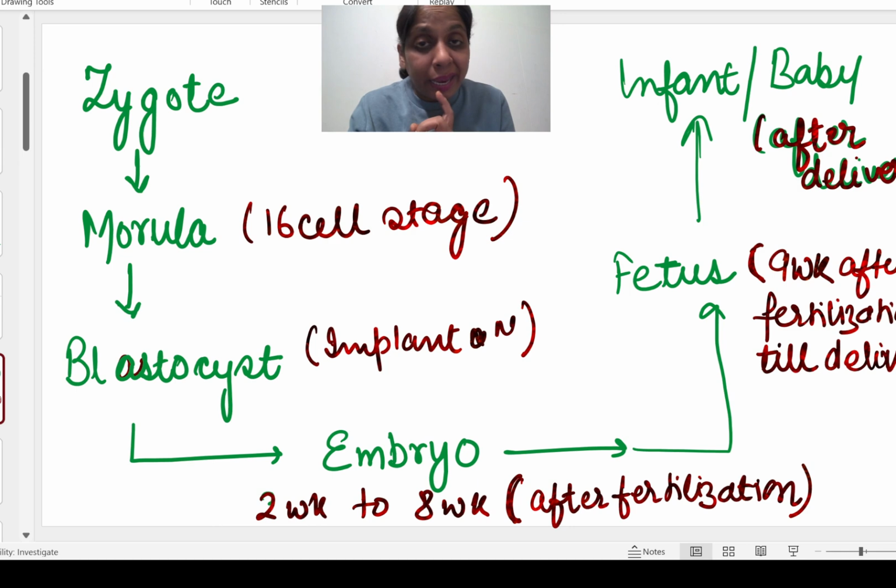Okay, so zygote is what is formed after the gamete fusion. Morula is a 16 cell stage. Then that morula changes into blastocyst. Embryo is 2 to 8 weeks after fertilization, and fetus is from the beginning of the 9th week up till delivery, we call it fetus. And the next is infant or baby, which we say is after delivery.